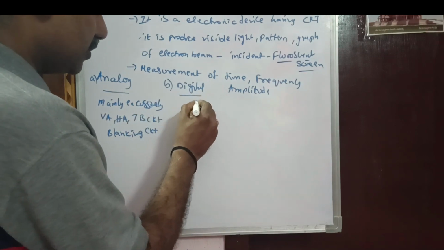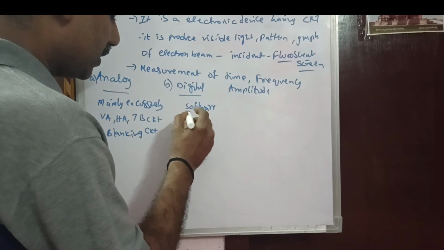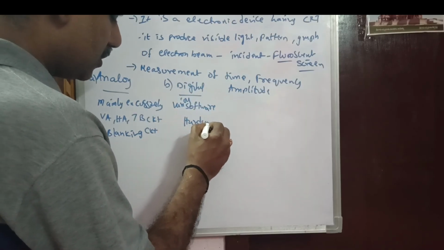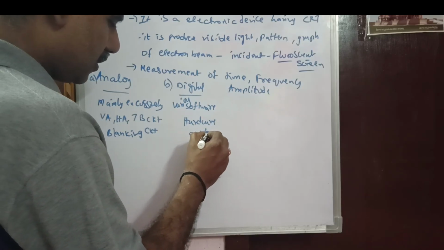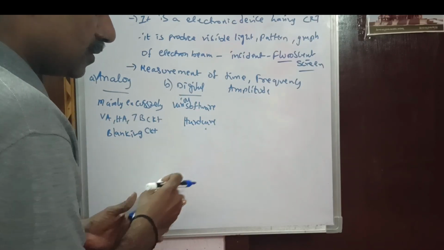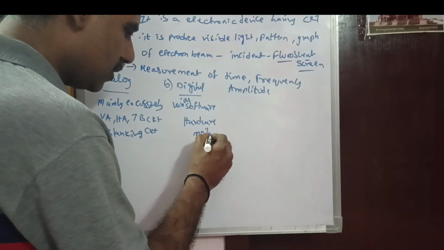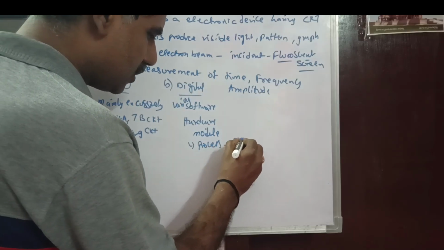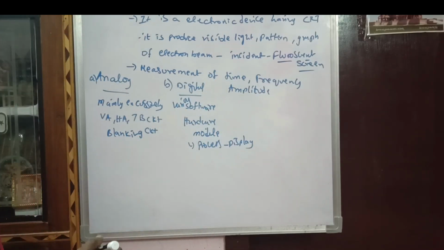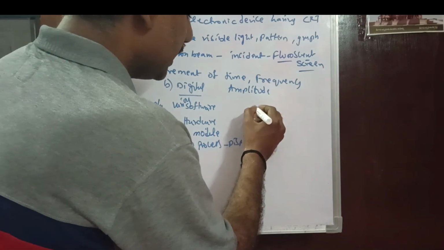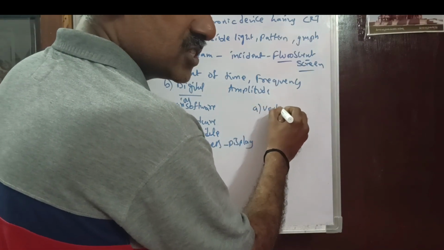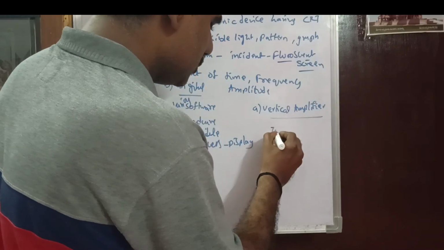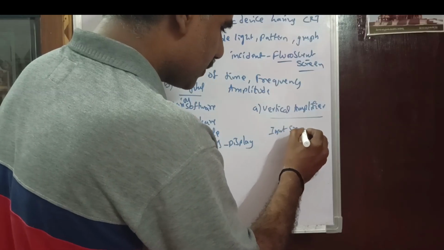Whereas digital may be used with various software, as well as hardware analog modules that get together to process a display reading. Basically it has so many components. First one is known as the vertical amplifier. In this, the input signal is going to be amplified.